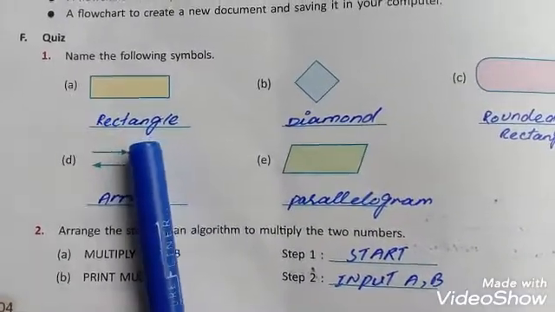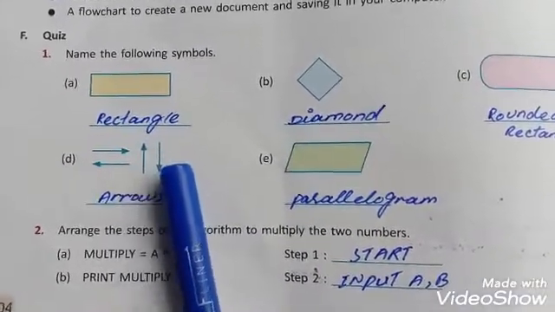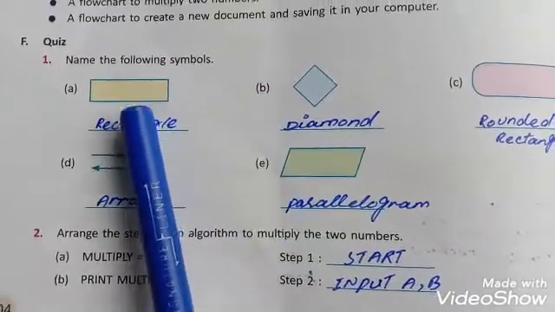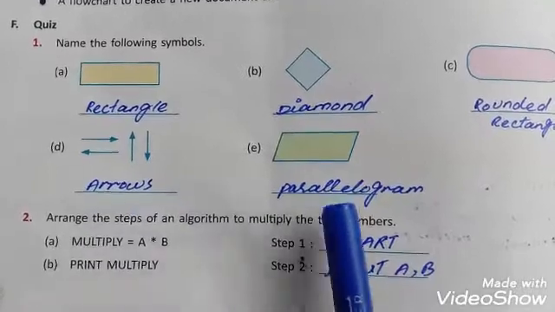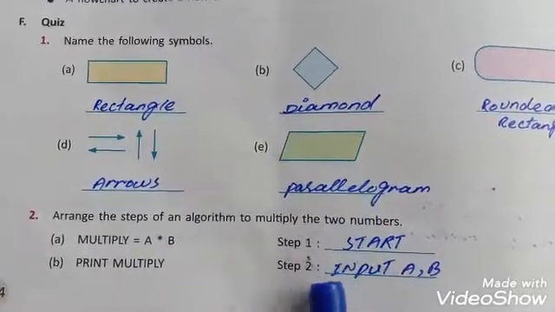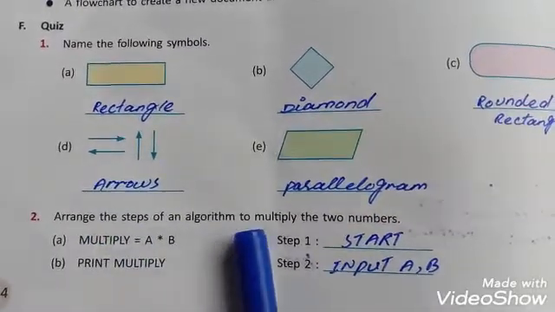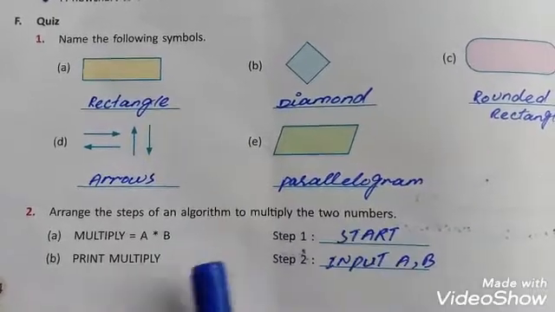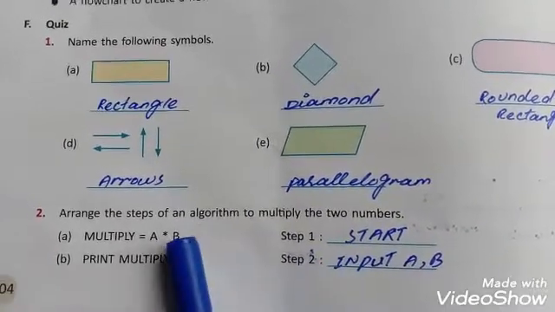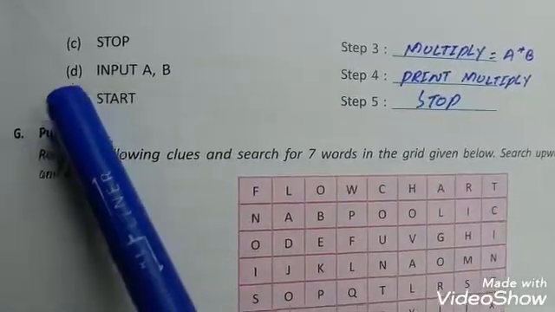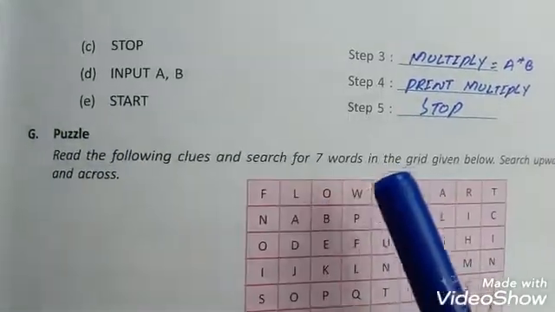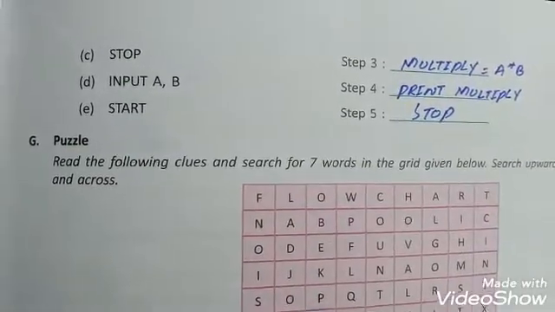Quiz. Name the following symbols: rectangle, diamond, rounded rectangle, arrows, parallelogram. Arrange the steps of an algorithm to multiply the two numbers: A, B, C, D and E. Arrange the process.